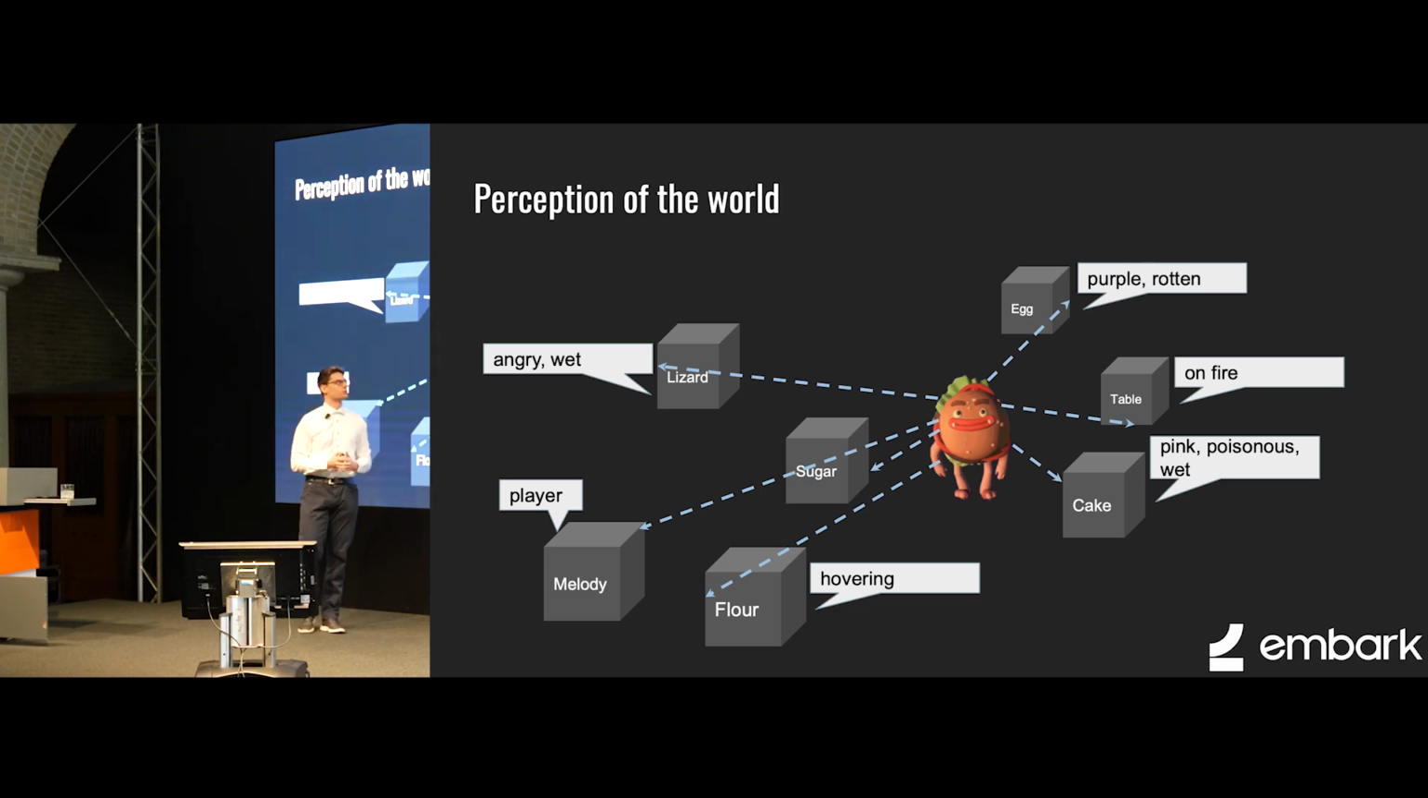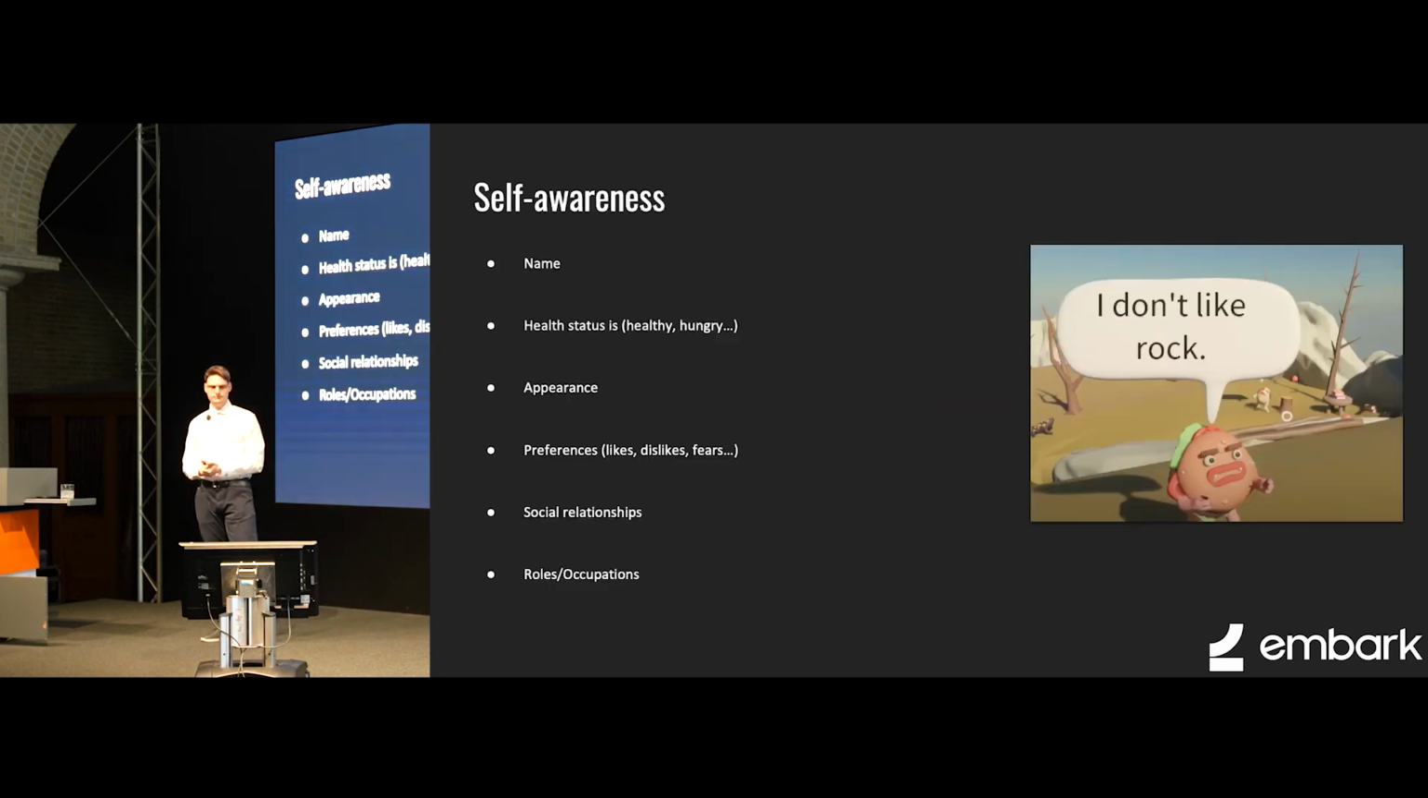And we can also add more information about this object, like the egg is purple and rotten, and so on. And we collect all of this data, and this will be the perception of the world of our creature. Then we try to add some information about the self-awareness of our creature. So for example, what its name is, if it is healthy, hungry, what is its appearance, what it likes, what it dislikes, what are its social relationship or its role.